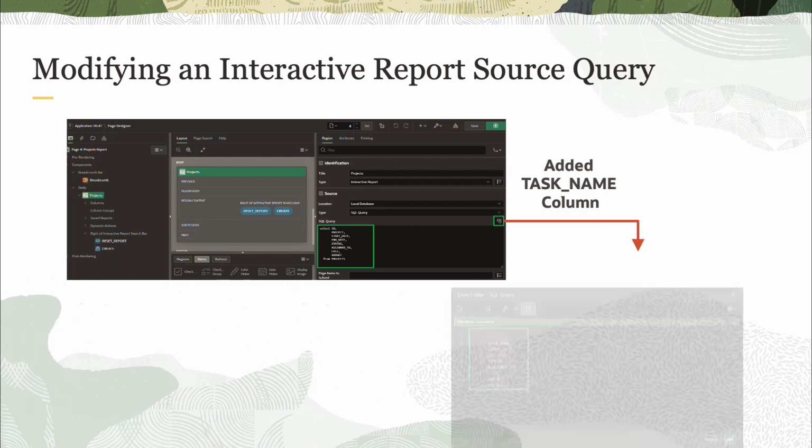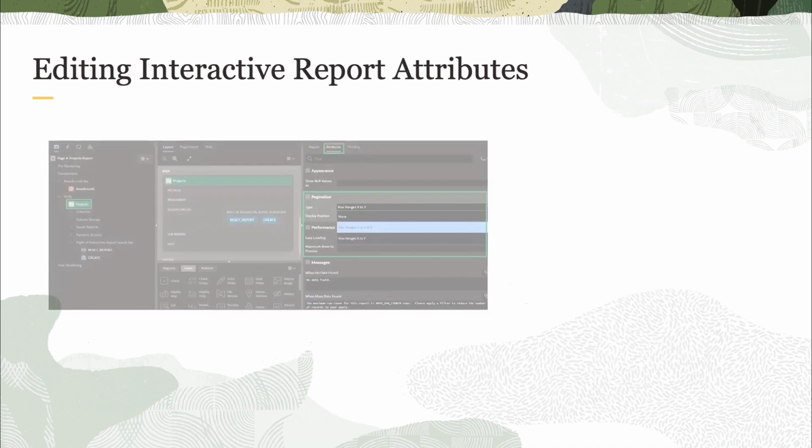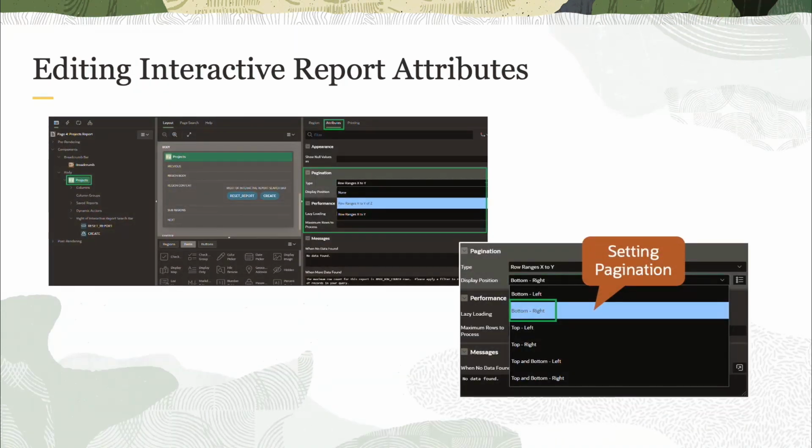As a developer, you have the flexibility to modify an interactive report's source. If the interactive report is fetching the data from a table or view, you have the flexibility to define from which table the interactive report should be fetching the data. If the interactive report is using a SQL query, you have the flexibility to modify the query, add more columns, add where conditions, whatever complex queries you want to add, you can do that using the SQL query attribute available for the region.